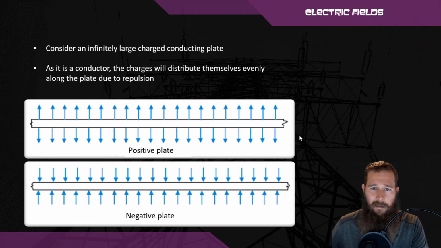As it is a conductor, the charges will distribute themselves evenly amongst the plate. So if we have an excess of electrons, it's a negative plate, and the electrons want to be as far apart from each other as possible. And when they settle down, we use the word static, so there's no charges that are moving. They will be evenly spaced apart.